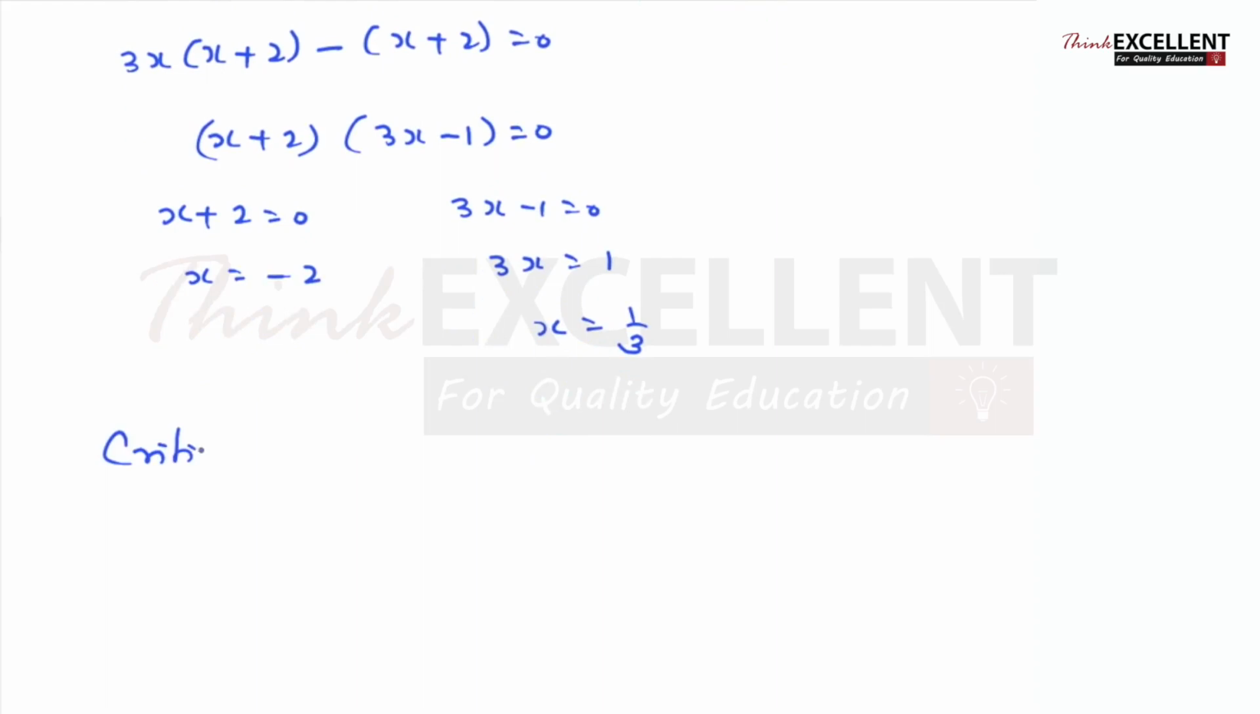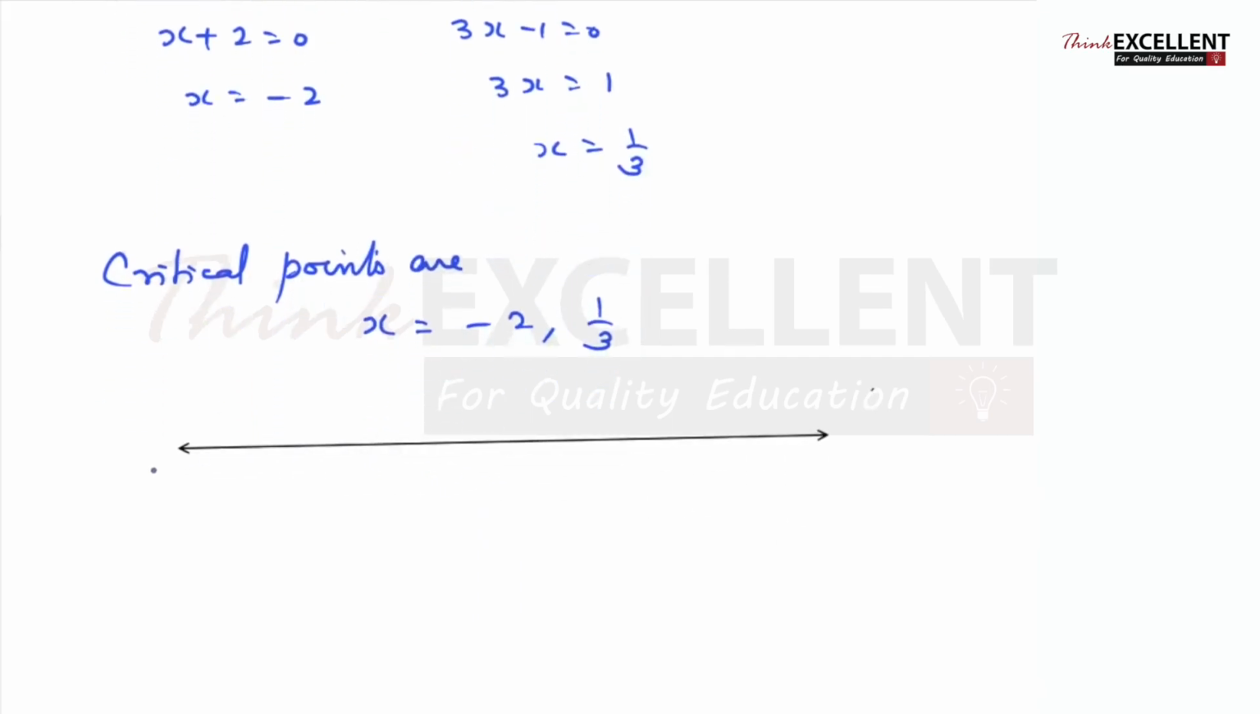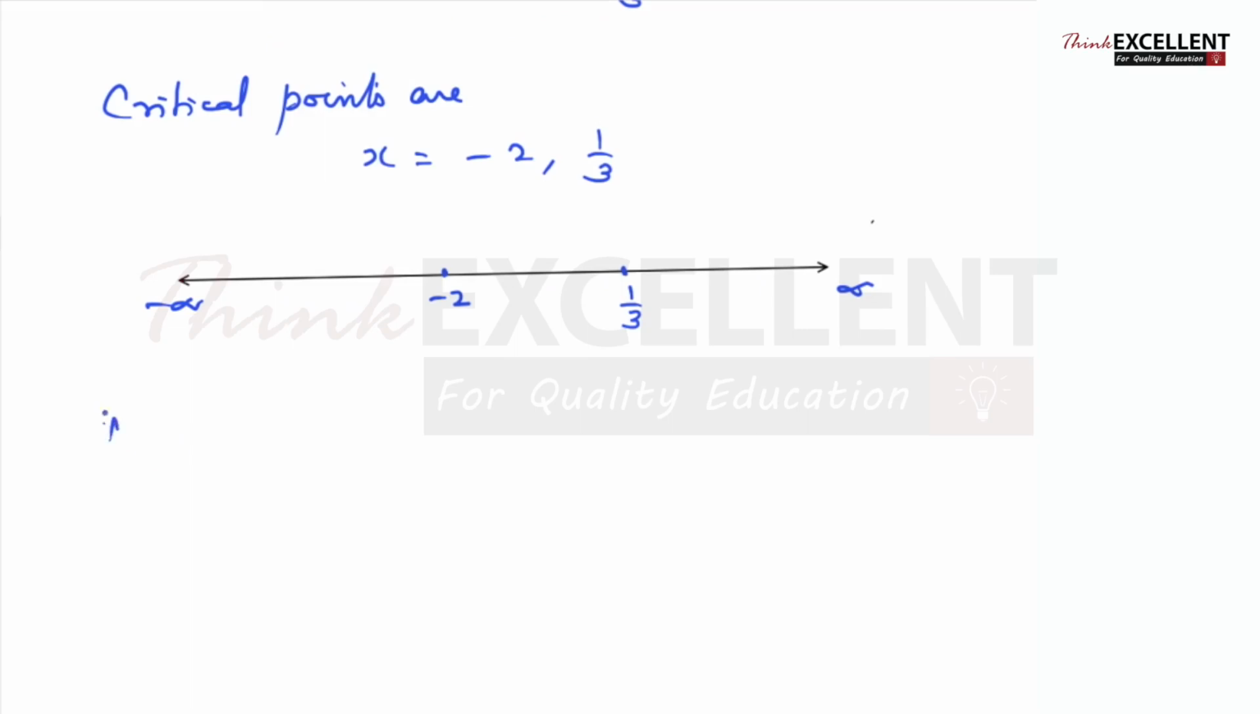So critical points are two values you are getting, x equal to minus 2 and 1 by 3. Now what I said, you plot these on a number line. Okay, you take a number line. So it is from minus infinity to plus infinity. Minus 2 will be on the left side, right? Minus 2 is here. 1 by 3 is a positive value. So these are the intervals you are getting: minus infinity to minus 2, minus 2 to 1 by 3, 1 by 3 to infinity. So now the method is, you take the intervals.